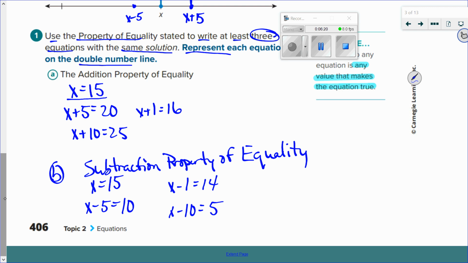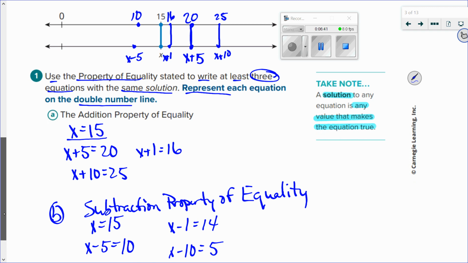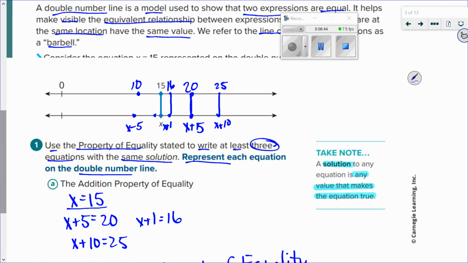Okay. Then you're also supposed to model those. So you should have also put them up here. So for example, x plus 1, 16, x plus 10, and 25. So make sure you've done them on both sides. And I did what? X minus 1 and 14. And we did x minus 10 and 5. So that's just some examples. There's any number of them you could have used.